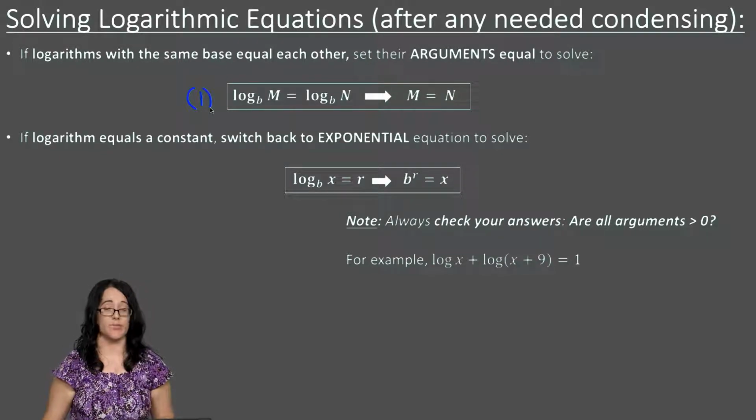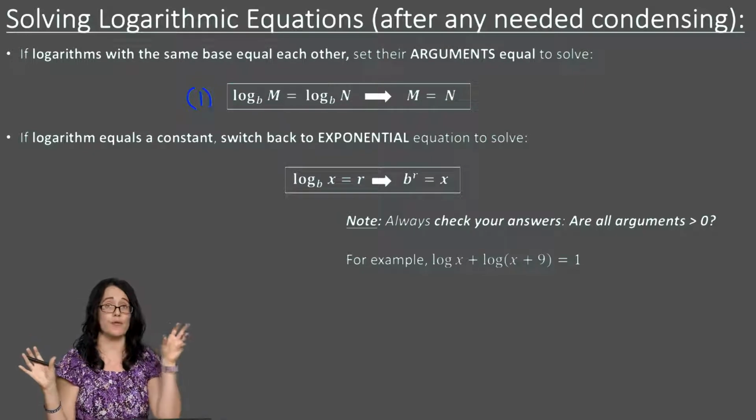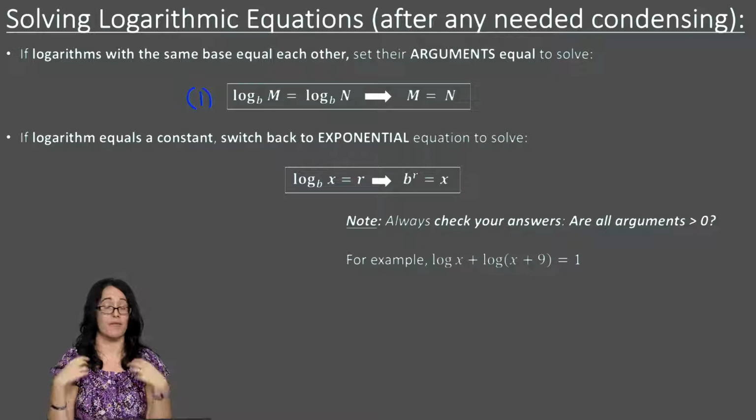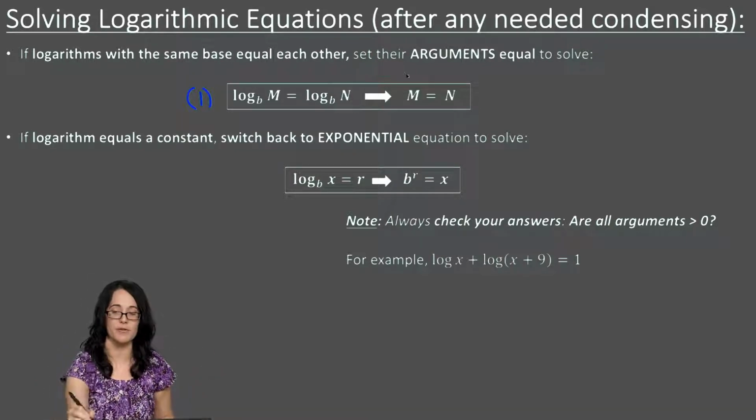The first case is when we have one logarithm equals another logarithm, and they happen to have the same base. Now, if they have different bases, this property will not work. But if they're the same base, the only way that can be true is if their arguments are the same, if their arguments are equal. So that's what I'm doing here. I'm setting my arguments equal.